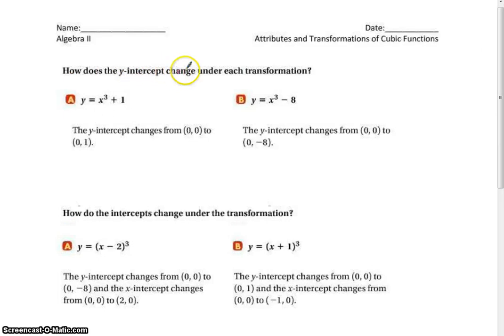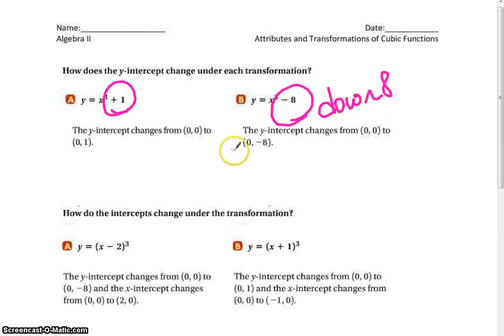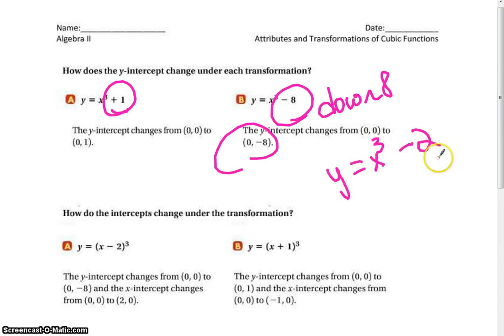How does the y-intercept change under each transformation? What happened here? My graph went up 1, and so the y-intercept went from (0, 0) to (0, 1). What happened here? My graph went down 8, so the y-intercept went from (0, 0) to (0, -8). So if I had y = x³ - 2, what would happen to the y-intercept? It would go down 2, and it would be at (0, -2). So how do the intercepts change under the transformation given?